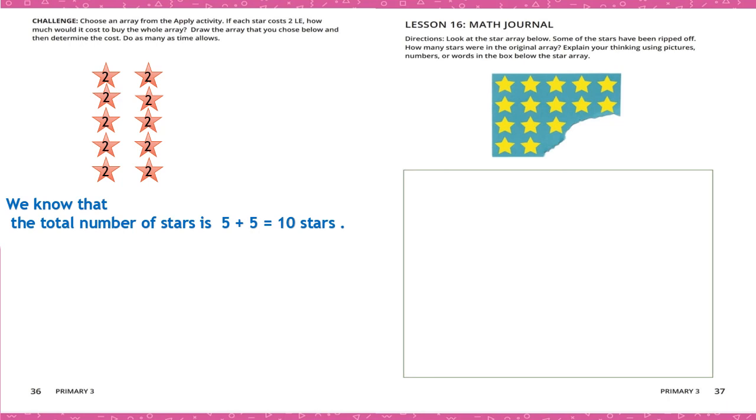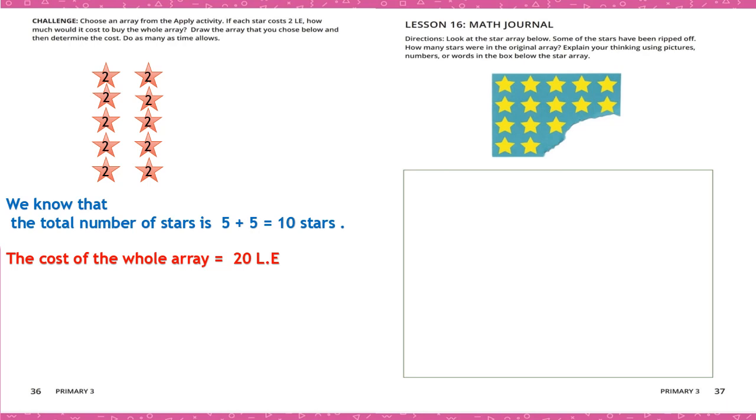So all of these are 10 stars, and each star costs 2. So the first one 2 plus the second 2 plus the third 2 plus the fourth 2 and so on. To find the total, I will add 2 ten times. Okay, so 2 plus 2 plus 2 plus 2, ten times. The total will be 20 LE. Don't forget LE, because we are writing here the cost of the whole array.